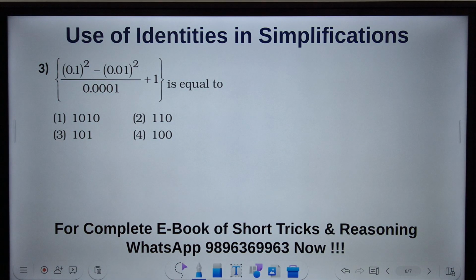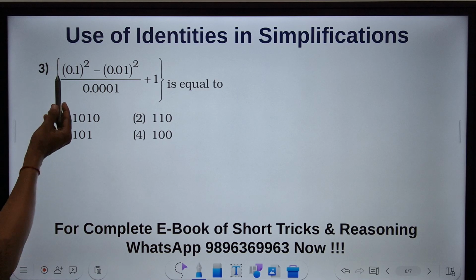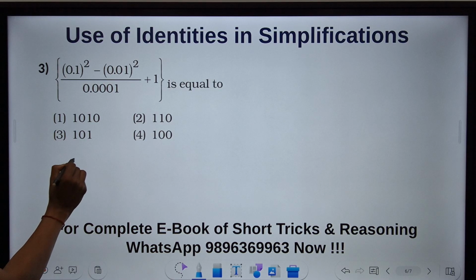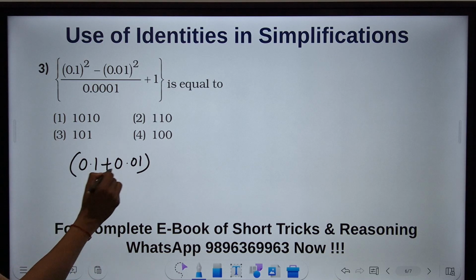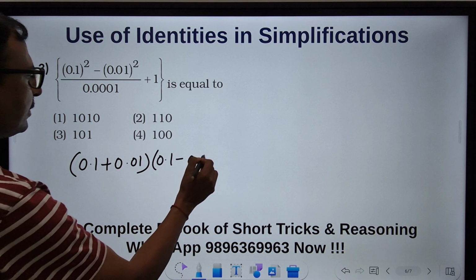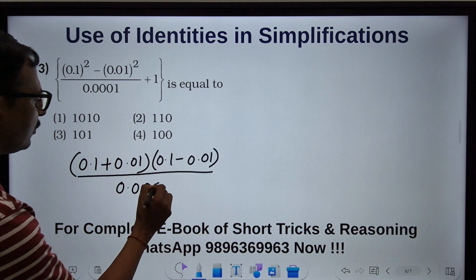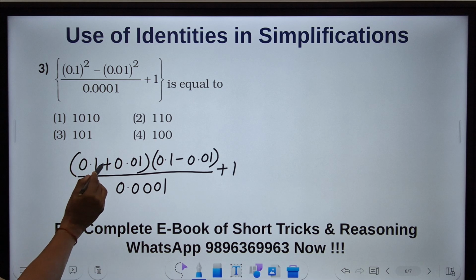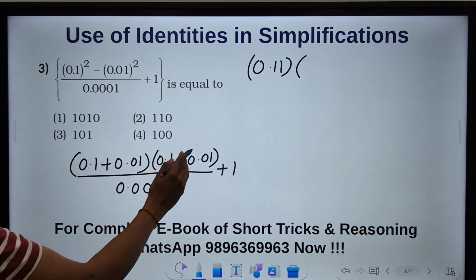Here you can see one of the little easier questions, but although it looks easy, it is a little tricky also. So what identity are you going to use in the numerator here? We can use a square minus b square. So a square minus b square is a plus b and a minus b, correct? And in the denominator you have 0.0001 and then plus 1, right? Now how much is this? This is 0.11, so 0.11 times 0.1 minus 0.01.